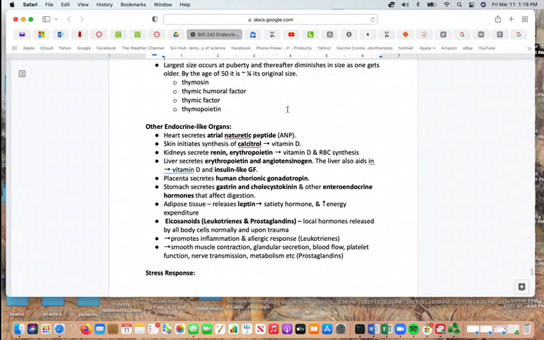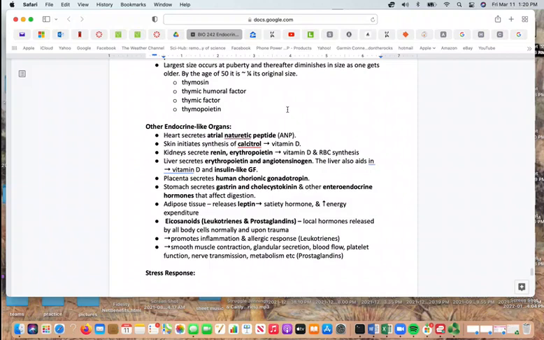The liver secretes erythropoietin and angiotensinogen. This is going to aid with vitamin D production, as well as the insulin-like growth factors. The placenta will secrete human chorionic gonadotropin, HCG. That's actually the hormone that is tested for in a home pregnancy test. The stomach will secrete gastrin and cholecystokinin and other enteroendocrine hormones that will affect digestion.